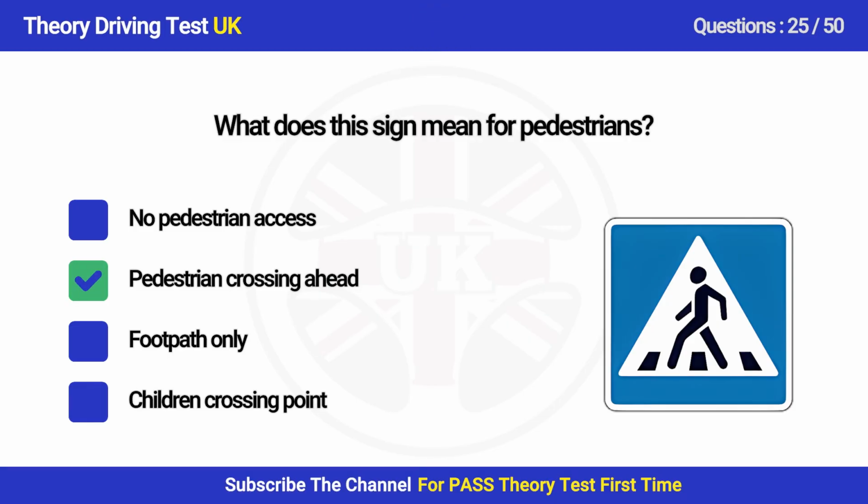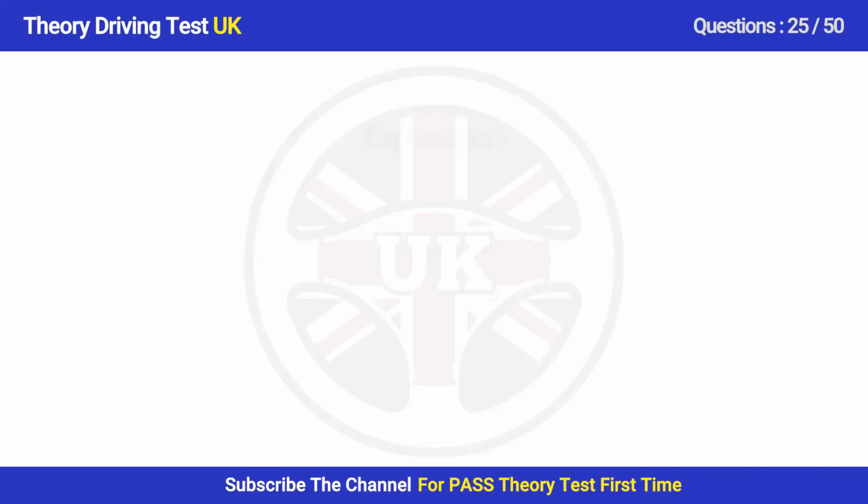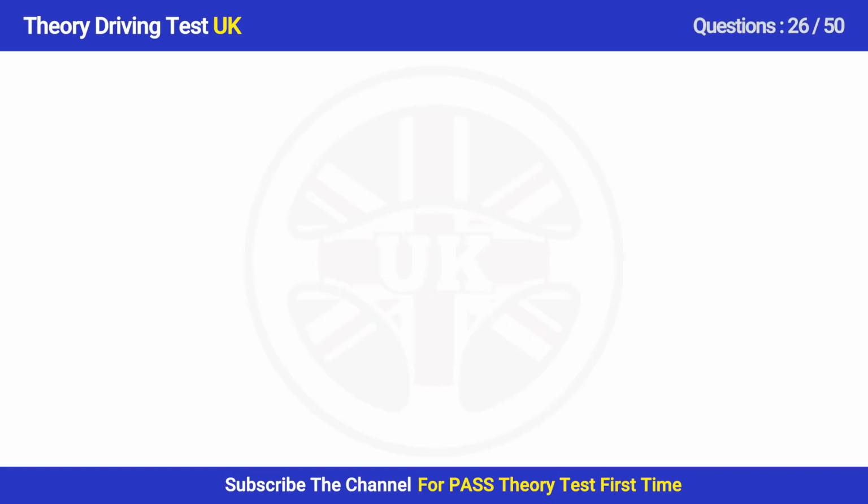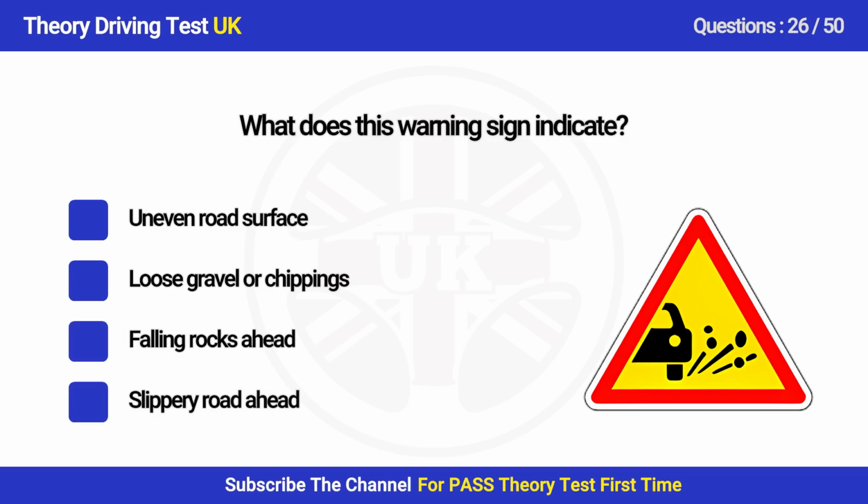Answer is B. Pedestrian crossing ahead. This sign indicates a pedestrian crossing ahead. Drivers should be prepared to slow down and stop if pedestrians are waiting to cross or are already on the crossing. Question 26. What does this warning sign indicate?